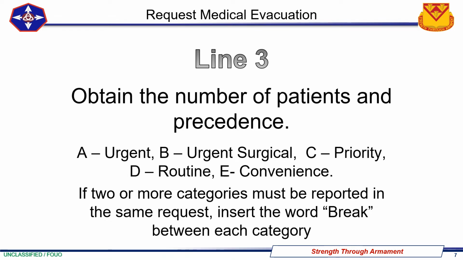Line 3, obtain the number of patients and precedence: Alpha urgent, Bravo urgent surgical, Charlie priority, Delta routine, Echo convenience. This is what I was talking about, where we should have a medic with us, and in that case they will tell you what precedence the patients are. And as I said on the bottom, if 2 or more categories must be reported in the same request, insert the word break between each category. So like 1 Alpha, break, 1 Echo.